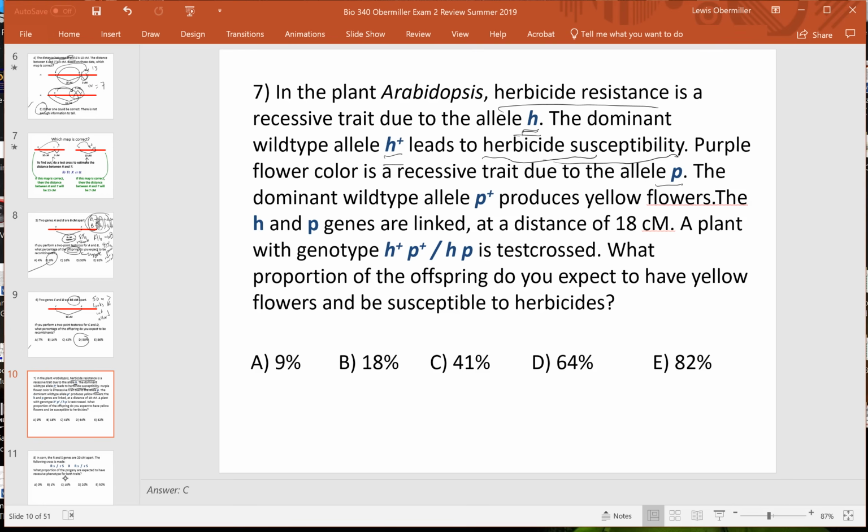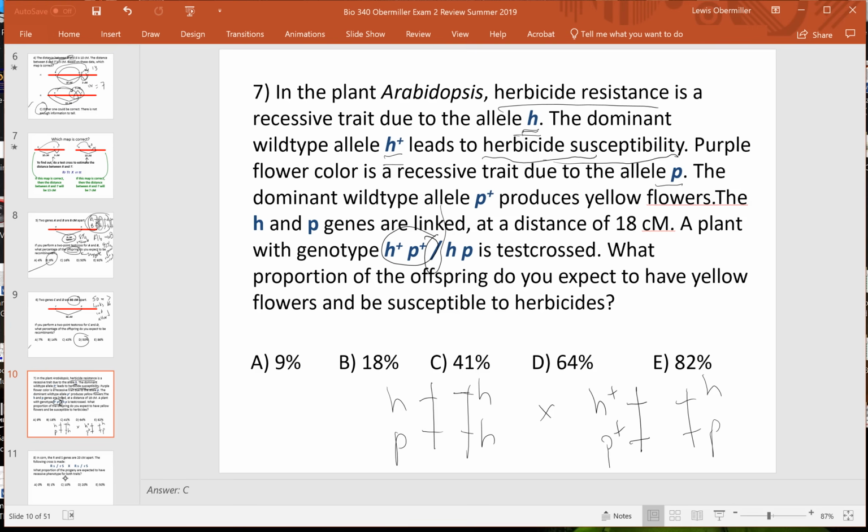I did that on purpose just to make you think about the question so you didn't just blindly go, oh yeah, purple is dominant. So H and P genes are linked at a distance of 18 centimorgans, a plant with genotype. All right, so let's just write the genes down. The plant is H plus and the other one is P plus. We know they're together on the same chromosome because that's what this line shows us. And then the other one is little h and little p. We test cross that. We know that when we do a test cross, it's to the homozygous recessive for both traits.